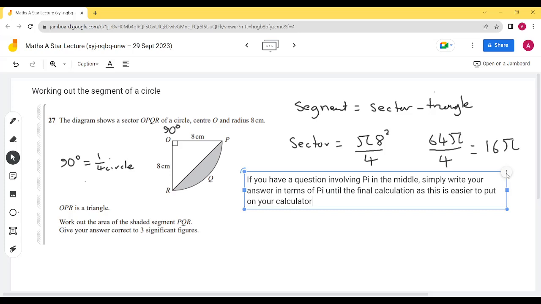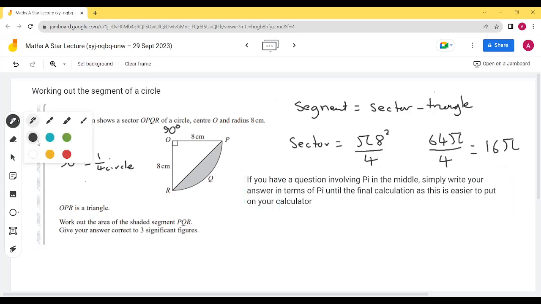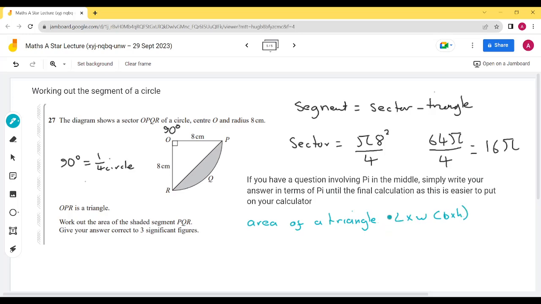So now what we've got to do is work out our area of a triangle. We haven't actually done these today, but the area of a triangle, remember, is half a rectangle. In this case, to the same length, it's half a square. So the area of a triangle is simply the length times width, or really base times perpendicular height straight up, divided by 2. So in this case, we've got 8 times 8 over 2, which is 64 over 2, equals 32.